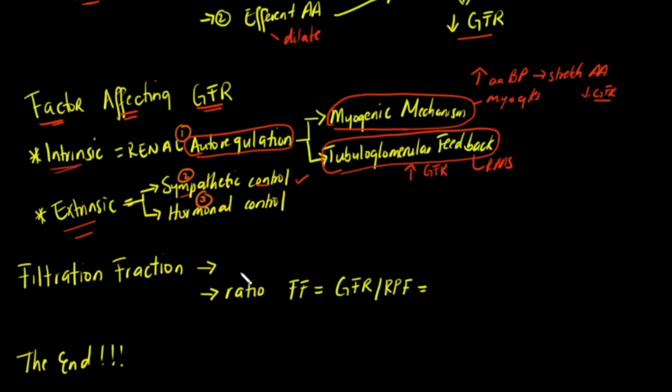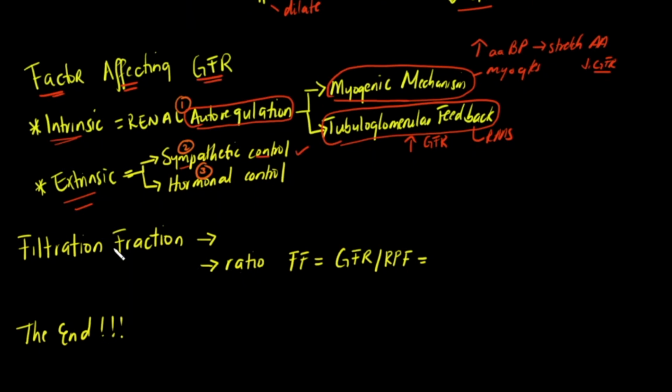And quickly, the last thing that we discuss here is what we call filtration fraction. So what's filtration fraction? It's actually a percentage of what you call the renal plasma flow, renal blood flow, renal plasma flow that is filtered. So what percentage of the renal plasma flow is filtered across the glomeruli as opposed to the blood that goes back into your efferent going back to the blood? It's typically expressed as a ratio.